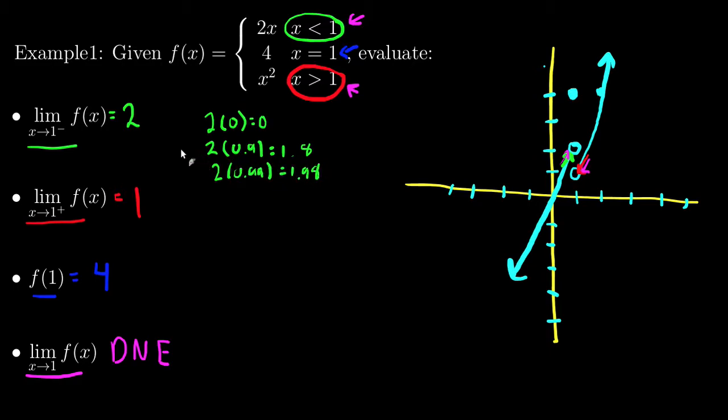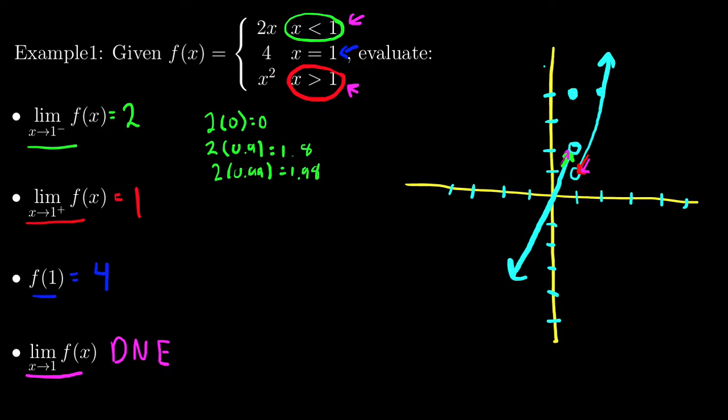You can see as I'm approaching values for x that are approaching 1 from the left side, less than 1, my outputs are approaching 2. So I didn't even need the graph. I just say, okay, if I'm on the left side, I consider this.